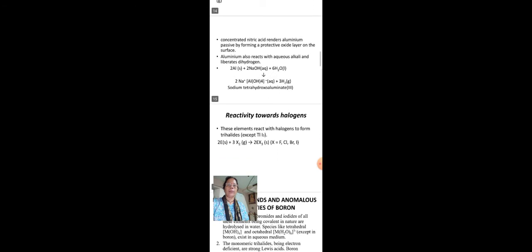The reaction is shown here: 2Al + 6HCl gives 2Al³⁺(aq) + 6Cl⁻(aq) + 3H₂(g). Concentrated nitric acid renders aluminum passive by forming a protective oxide layer on the surface. Aluminum also reacts with aqueous alkali and liberates dihydrogen.